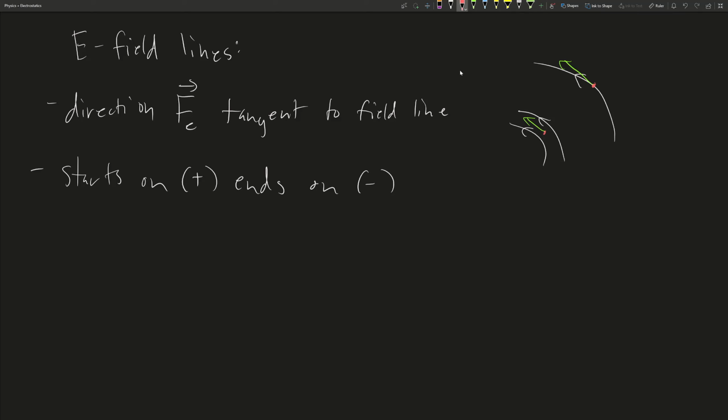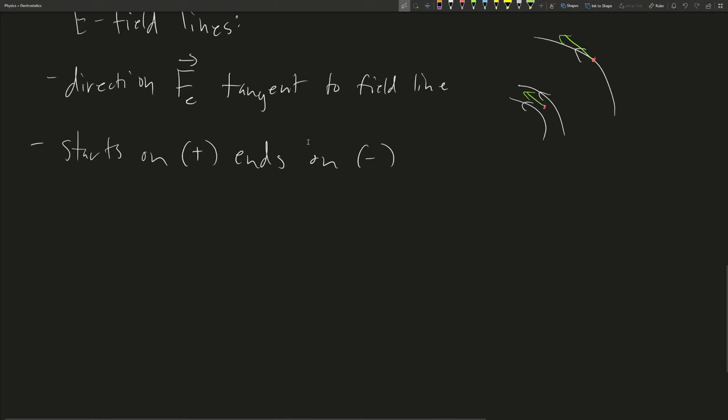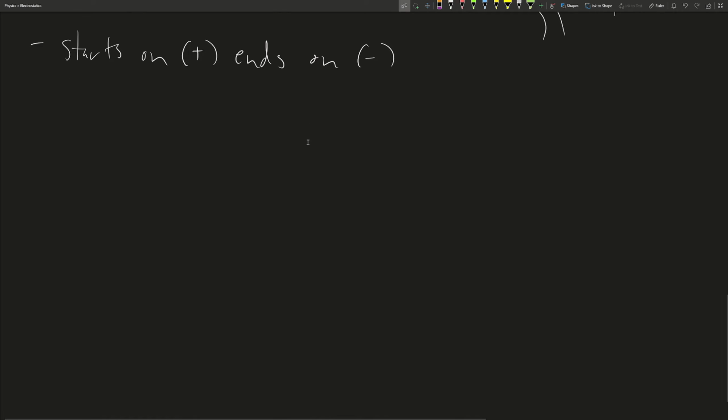Also, this means that field lines can never form loops. So if you have some positive charge here, you can never have a field line that looks like that, because you can't have it start here and end here, because they both have to be going outwards and they can never cross. So field lines don't form loops and they can't cross. I'll write that here. So field lines cannot cross or loop.